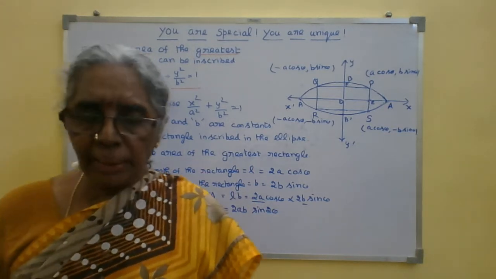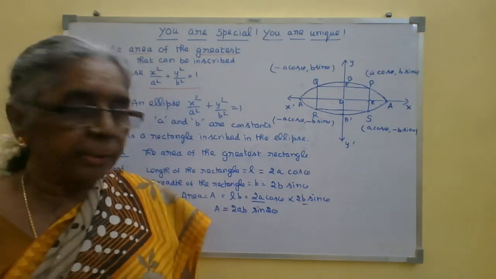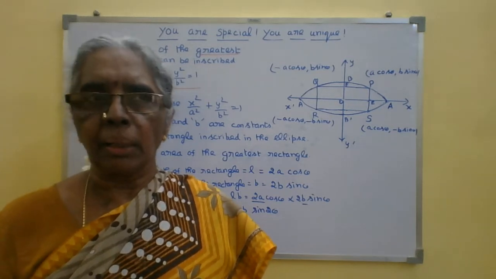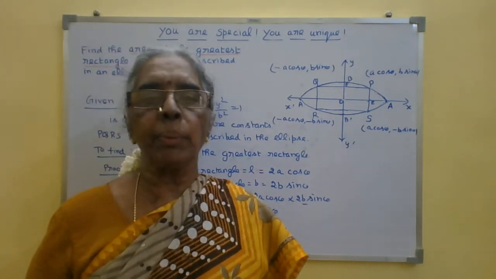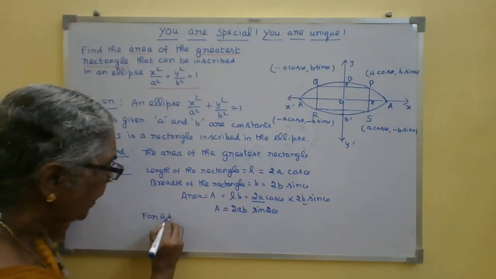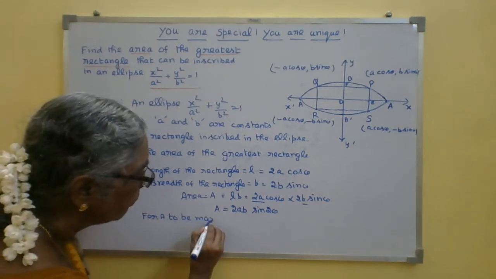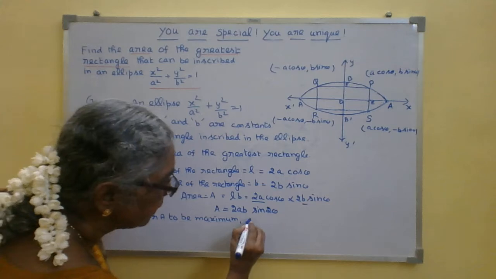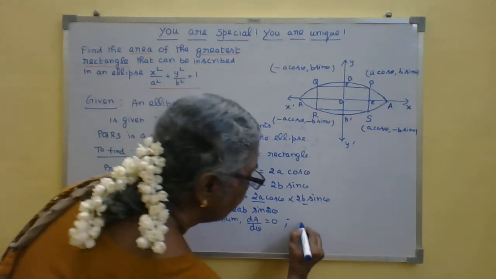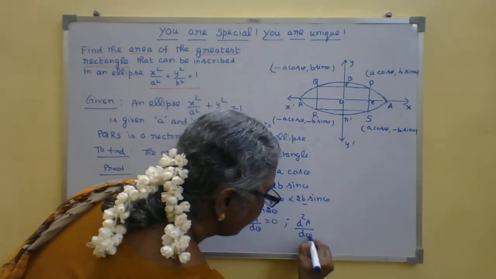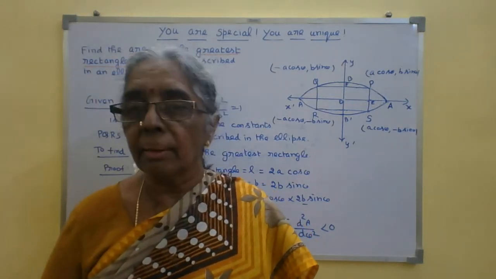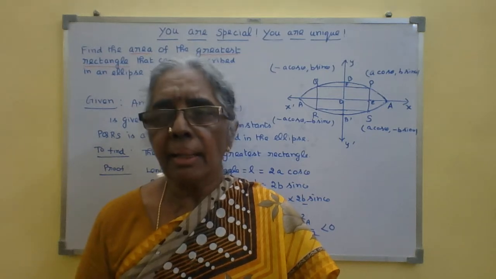So now you know when A is equal to 2ab sin 2 theta, the a and b are constants. So now theta is the only variable. So what are the two conditions for us for A to be maximum? For A to be maximum, you know the two conditions are dA by d theta, that will be 0, and then d square A by d theta square will be lesser than 0. These are the two conditions we have to consider for making the area greatest. Okay.